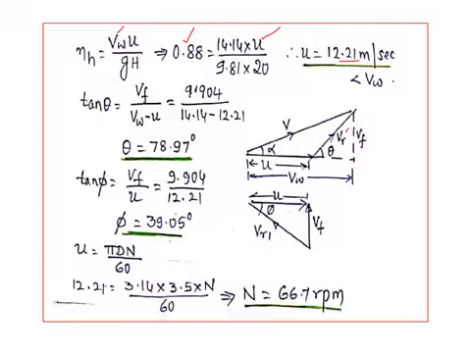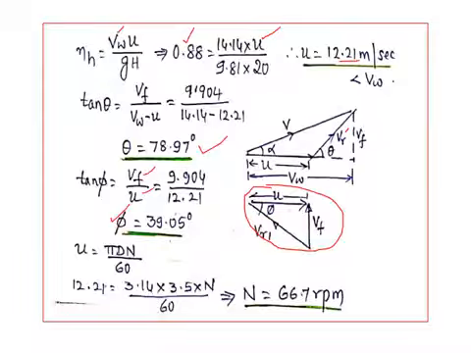So this theta will now be an acute angle. In the previous case, theta was an obtuse angle because u was greater than Vw. In this case, tan theta as usual is Vf by Vw minus u, whereas in the previous case it was u minus Vw. So theta is around 79 degrees. Now writing the outlet velocity triangle, tan phi is Vf by u, so phi can be calculated because Vf and u are known.